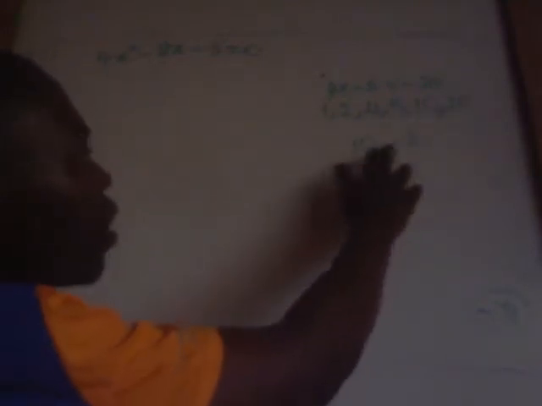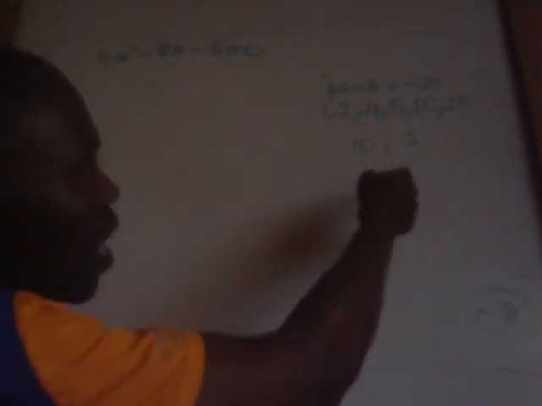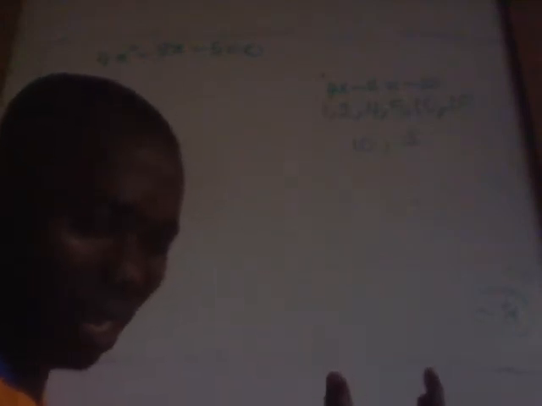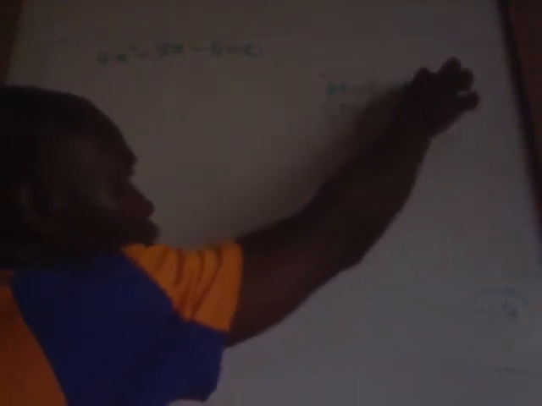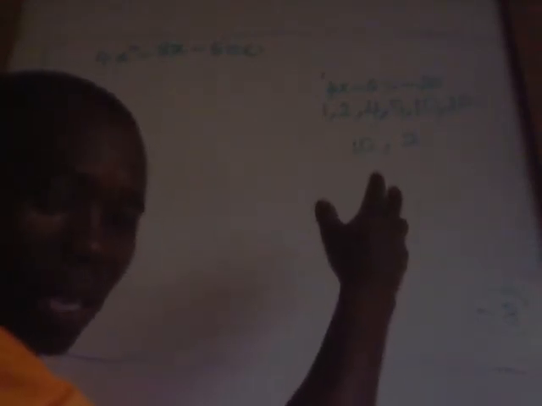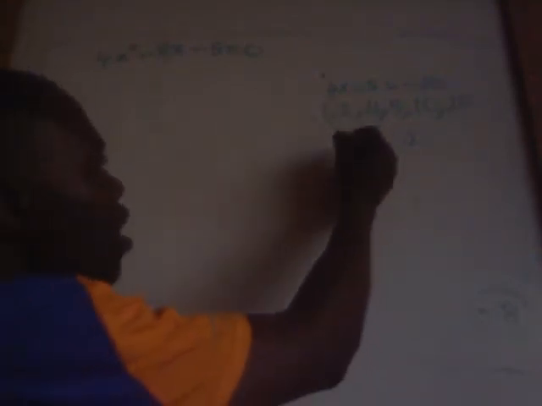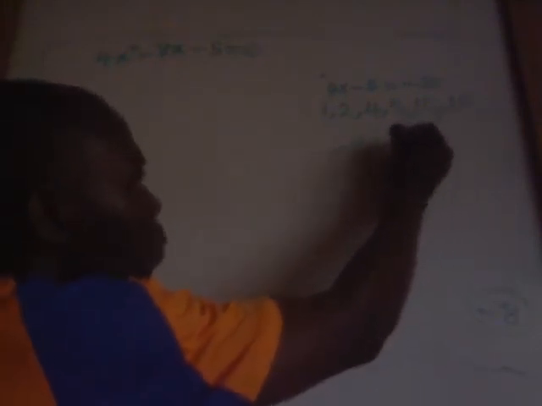So when you pick 10 and 2, let's manipulate their signs. 10 times 2 will give us plus 20, and we're looking for minus 20. And even 10 plus 2 cannot give you minus 8. So let's put signs. Let's put minus here, minus 10, and plus in front of 2. Let's have minus 10 and plus 2.